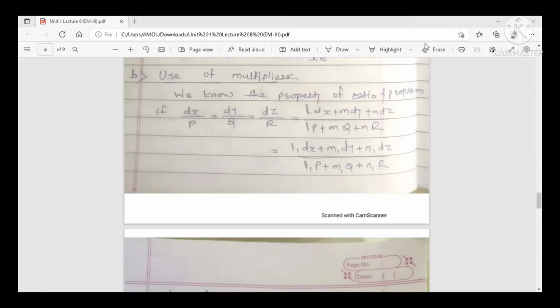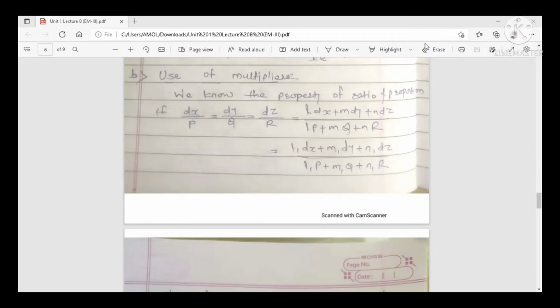Last lecture, we have already discussed the first method to find the solution of symmetrical simultaneous differential equations. And the first method was the grouping method. Now the second method is use of multipliers to find the solution of symmetrical simultaneous differential equations. This is a topic from the first unit, LDE, linear differential equations with constant coefficients.